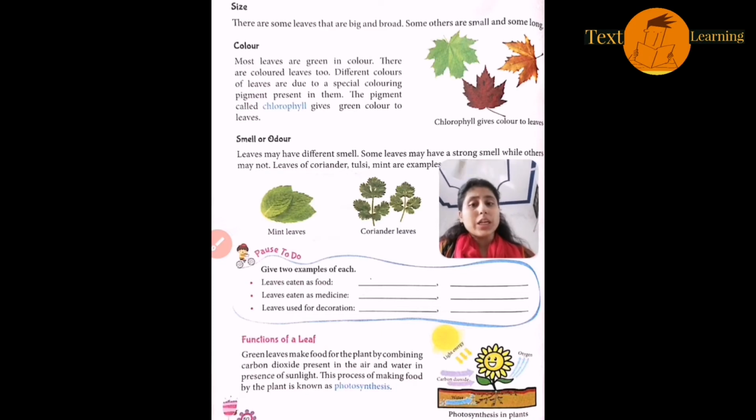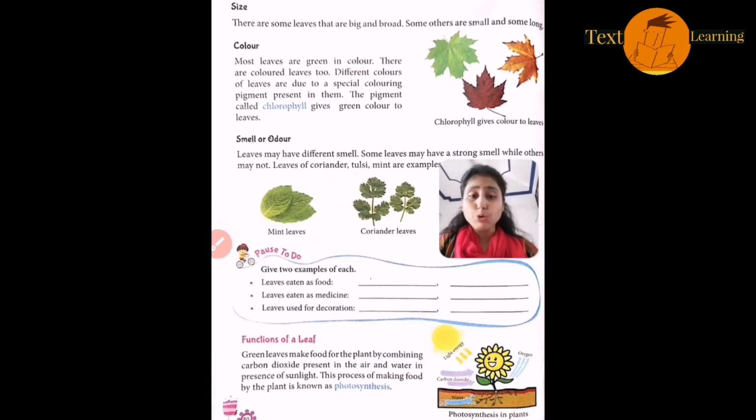The different color leaves are there just because of the special coloring pigment present in them. Like green plants are having green color because there is chlorophyll. Chlorophyll is a green pigment, that is why leaves appear in green color. When there is a red pigment, then the leaves will appear in red color.